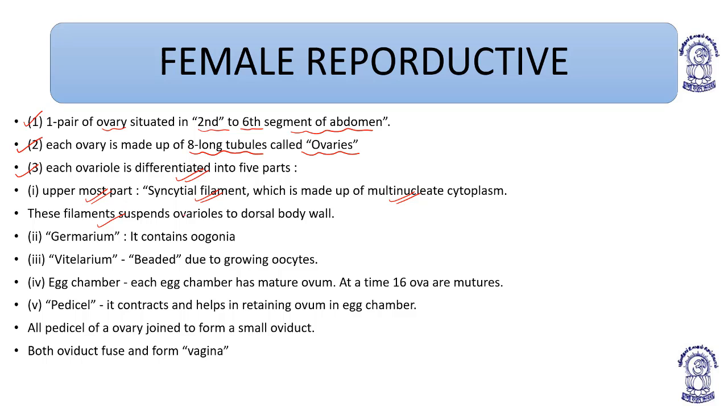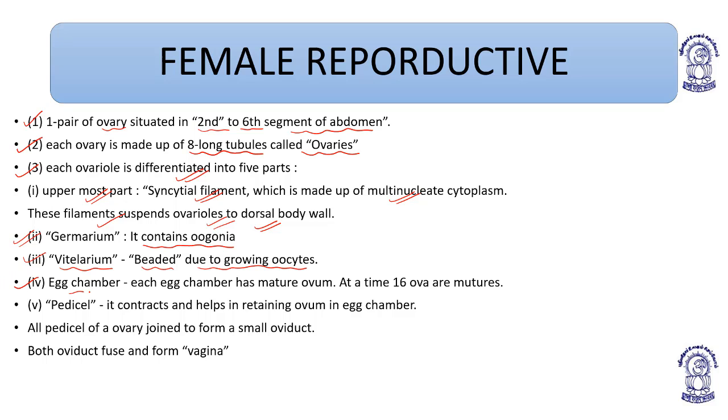This filament suspends the ovarioles to the dorsal body wall. Germarium contains oogonia. Vitellarium is beaded due to the growing oocytes.